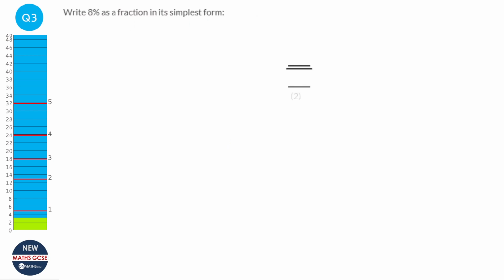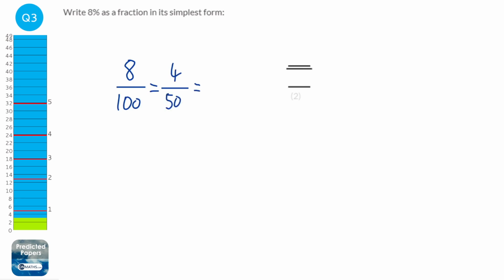Percent means per 100, so 8% is the same as 8 over 100. Now we can cancel this down because it wants it in simplest form, so we can halve top and bottom, so it becomes 4 over 50. We can actually halve it again, so it becomes 2 over 25. So the answer is 2 over 25.